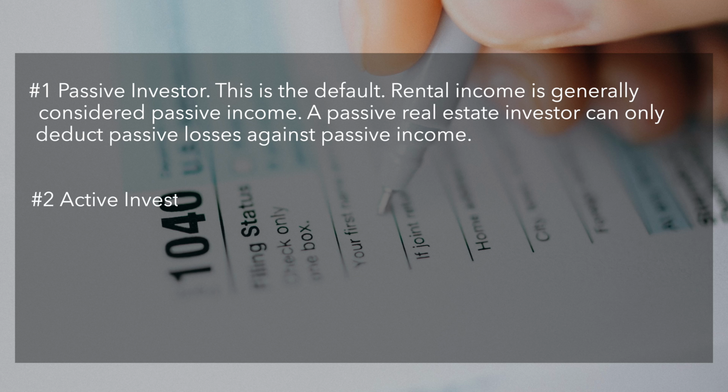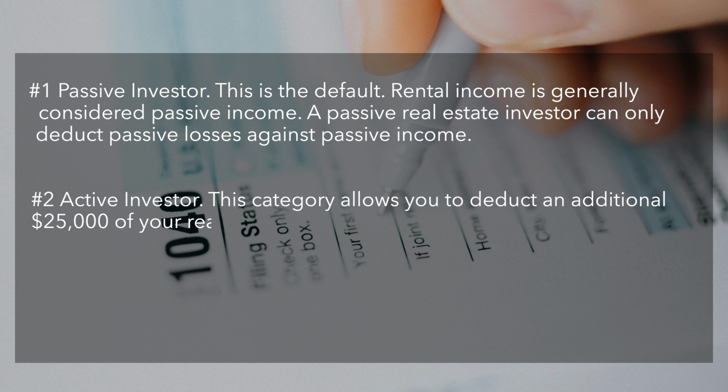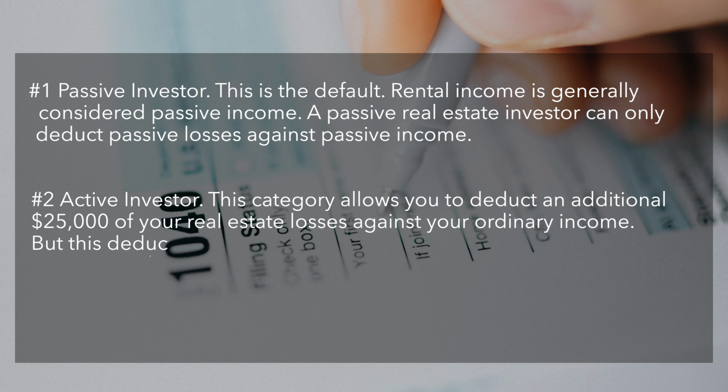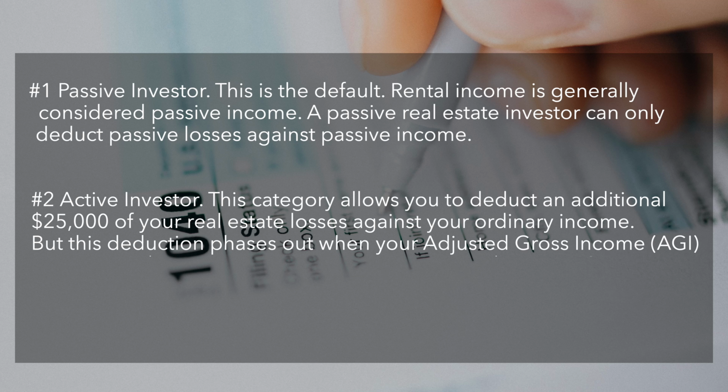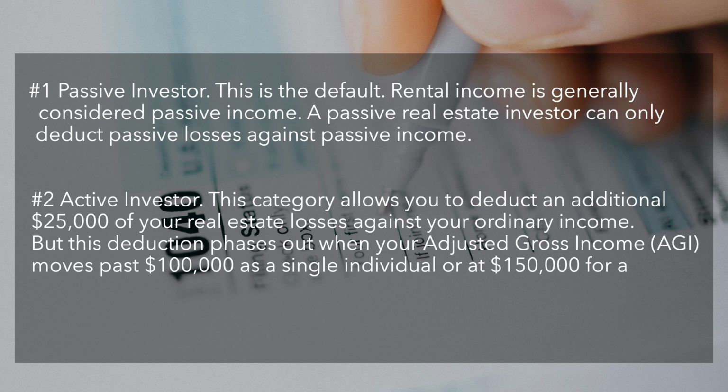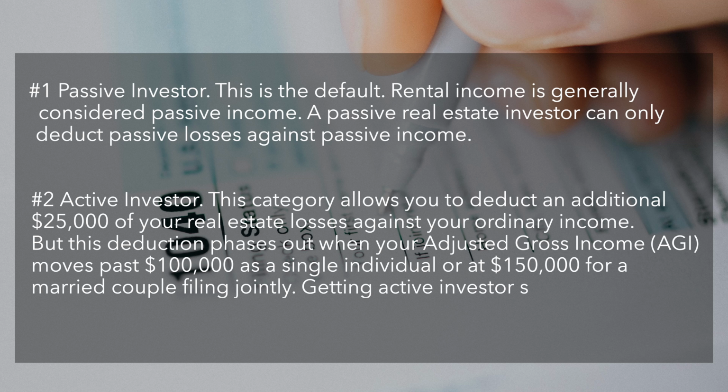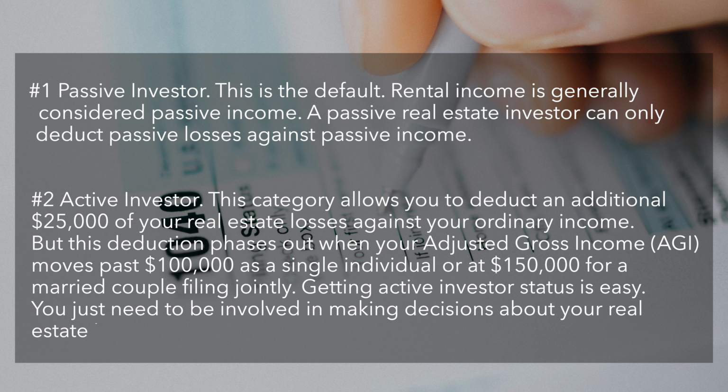Number 2, active investor. This category allows you to deduct an additional $25,000 of your real estate losses against your ordinary income, but this deduction phases out when your adjusted gross income, AGI, moves past $100,000 as a single individual or at $150,000 for a married couple filing jointly. Getting active investor status is easy. You just need to be involved in making decisions about your real estate investment.